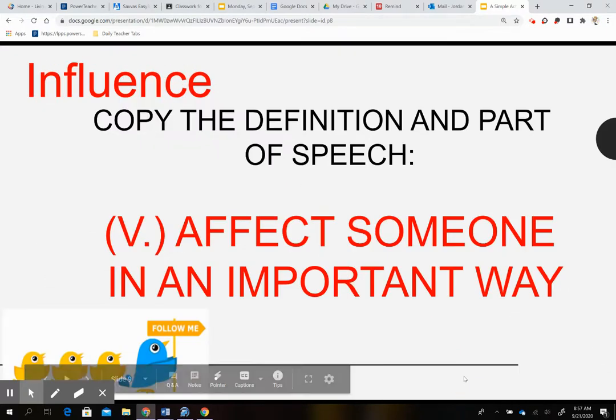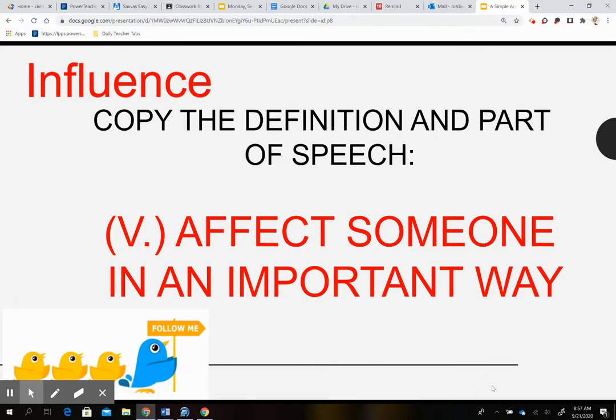Let's look. Influence is a verb and it means to affect someone in an important way. So here we have the picture of the bird. He's got the other little bird saying, follow me. And so you can see that it's a verb and it means to affect someone in an important way.